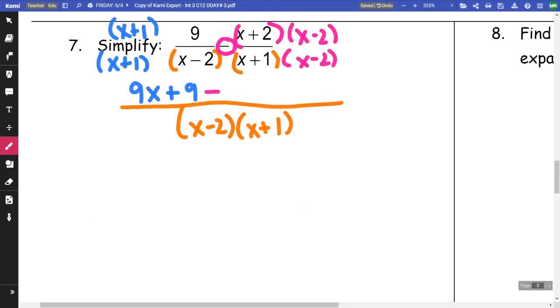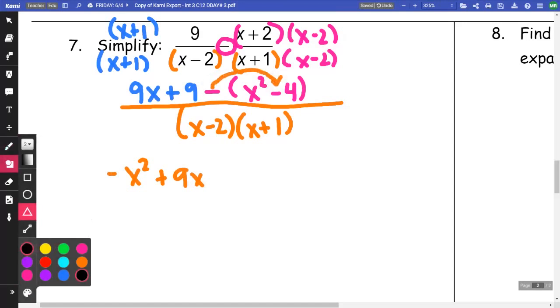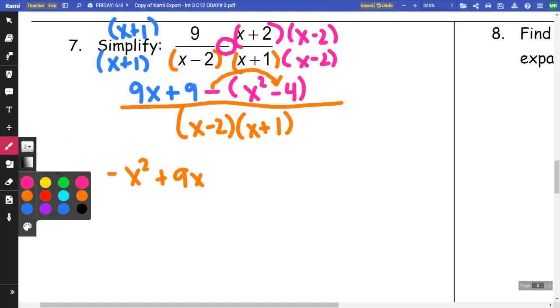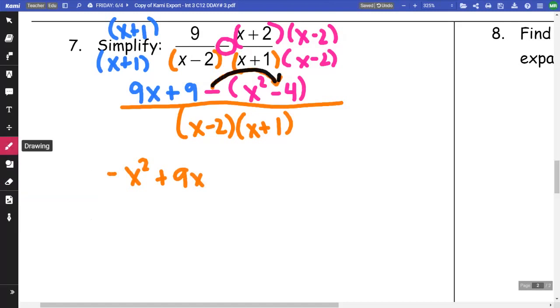And so when I am multiplying x plus 2 times x minus 2, that actually is a difference of squares, which is an x squared minus 4. But I have a minus that's going to distribute. So now I am going to clean this up. So I'm going to have a negative x squared plus a 9x. And then here, this negative times negative is going to end up being a positive. Okay, so that's going to give me a positive 4 and a positive 9 is a positive 13.